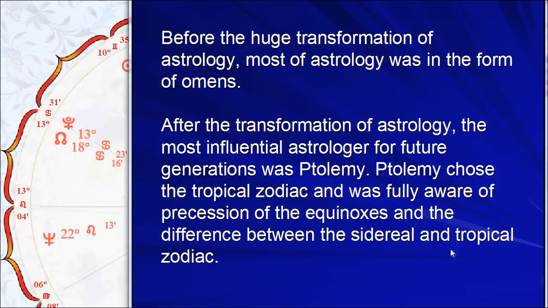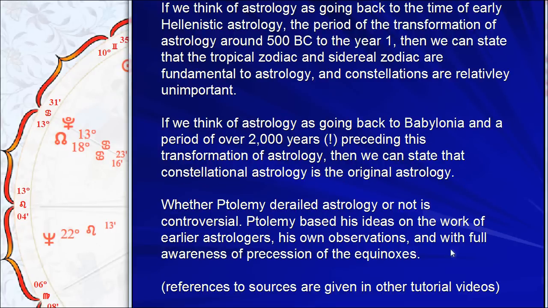When we say the original astrology, do we mean the original astrology as far as has been passed down to us? Then yes, it's constellational. But do we mean astrology after it underwent this transformation after 500 BC? Well, if we're referring to astrology as we have inherited it from that period after 500 BC, then people were using both the tropical and the sidereal zodiacs. And in the later part of that period, such as with Ptolemy, they understood the difference and they had chosen the tropical zodiac. Okay, so here I have a summary of this.